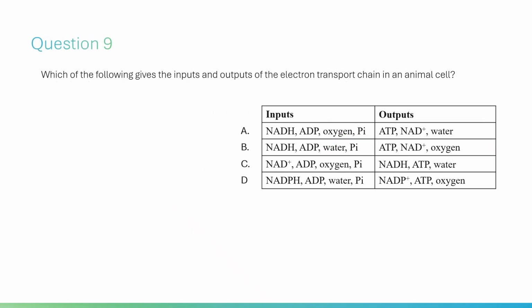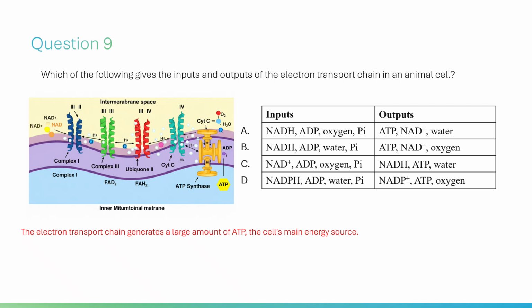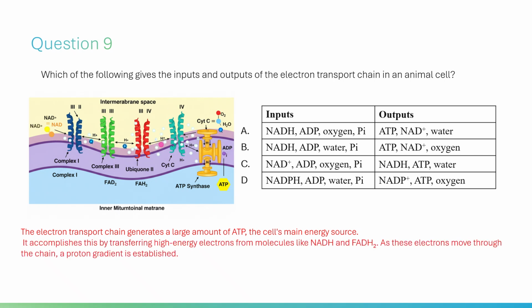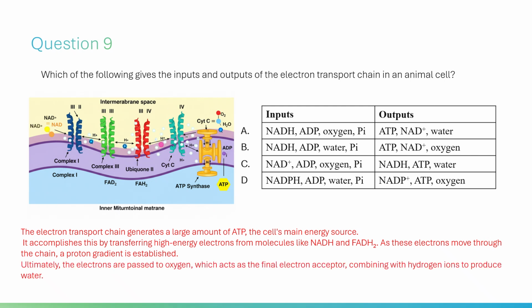The electron transport chain generates a large amount of ATP, the cell's main energy source. It accomplishes this by transferring high-energy electrons from molecules like NADH and FADH. As these electrons move through the chain, a proton gradient is established. Ultimately, the electrons are passed to oxygen, which acts as the final electron acceptor, combining with hydrogen ions to produce water.